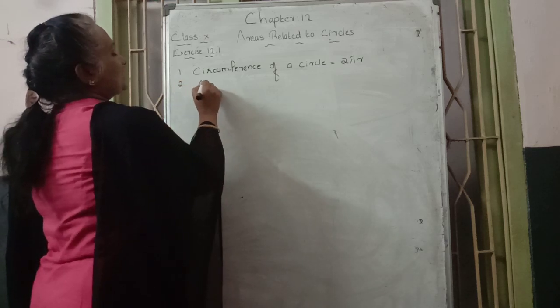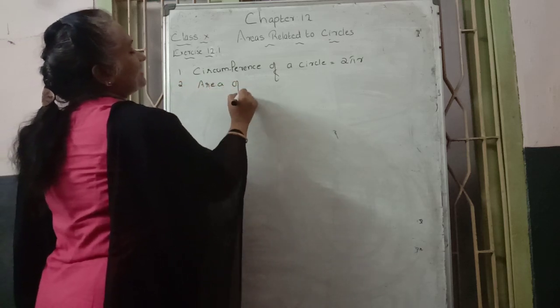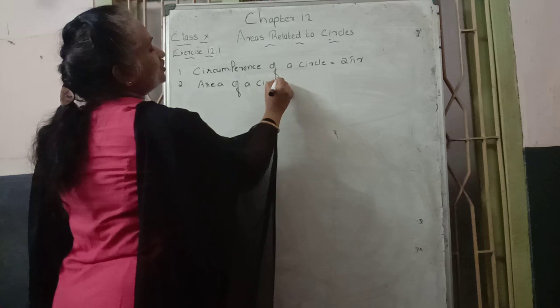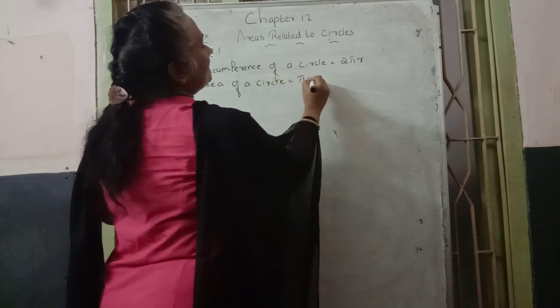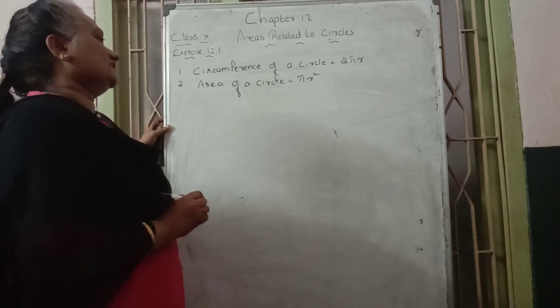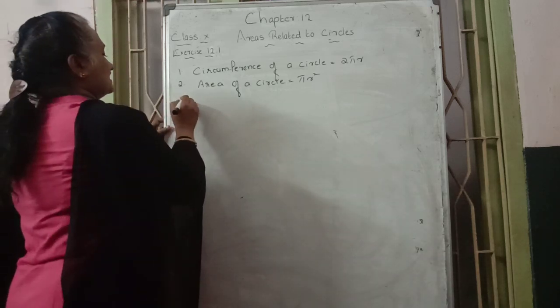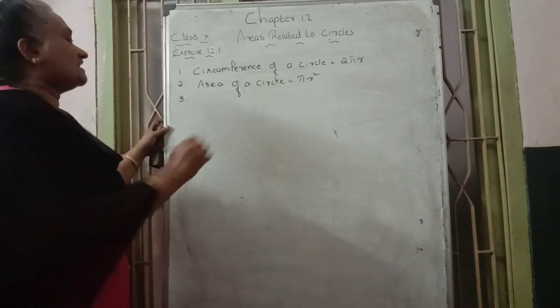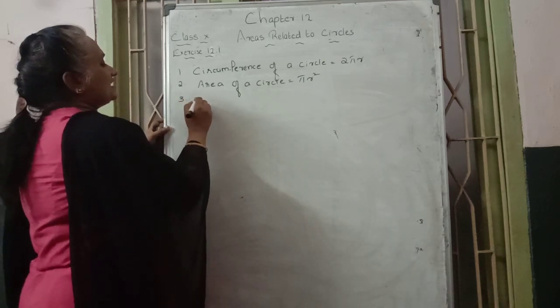Second formula, area of a circle. How to find the area of the circle? Pi r square is the area of the circle formula. Then the next formula is the length of an arc.